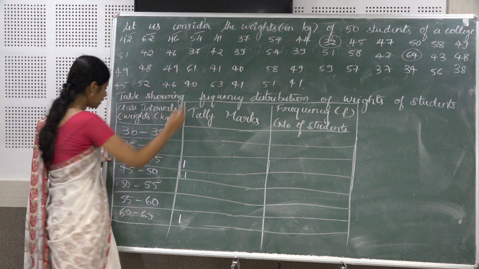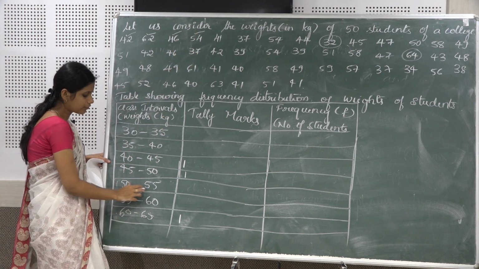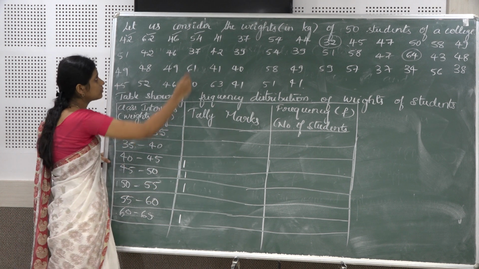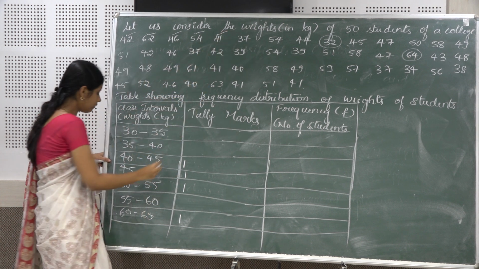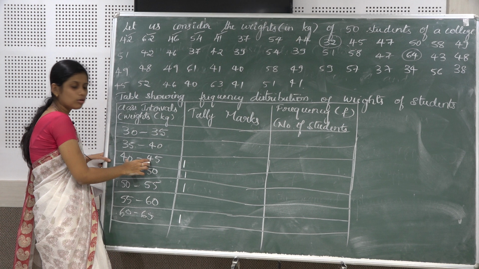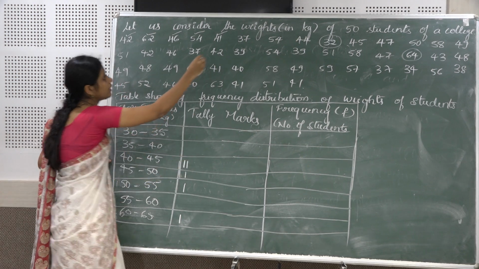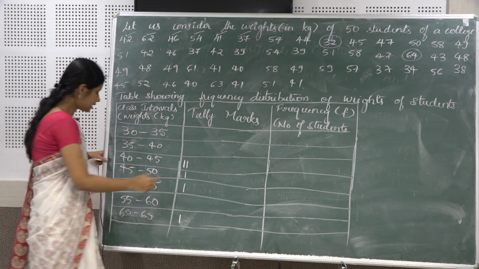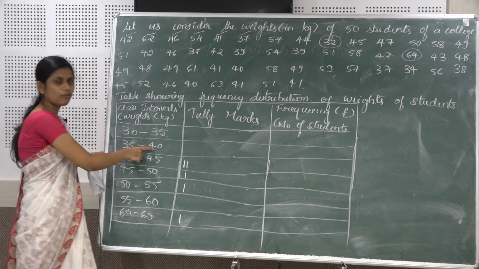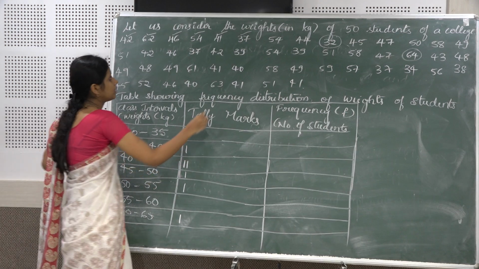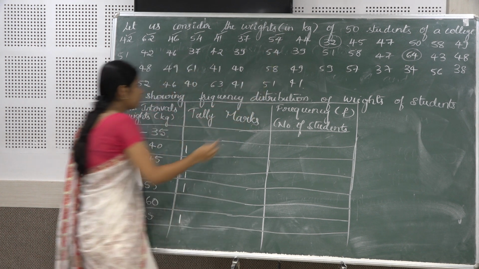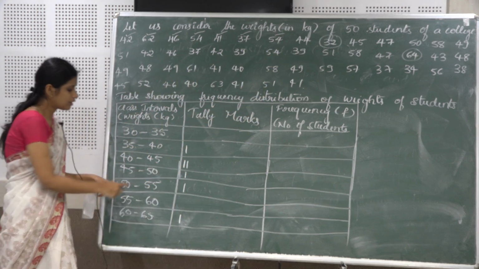Next 54. 54 comes in 50 to 55. Next 41. 41 lies in the class 40 to 45. Mark one stroke. Next 37. 37 comes in the 35 to 40 class. Next 54. 54 is in class 50 to 55.